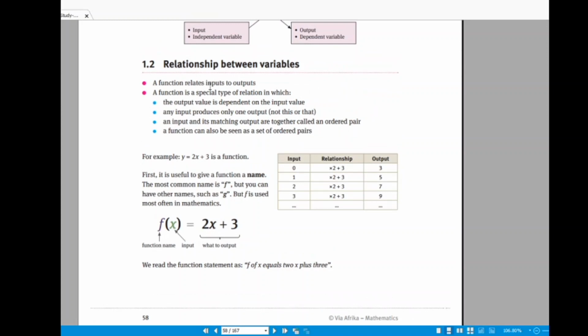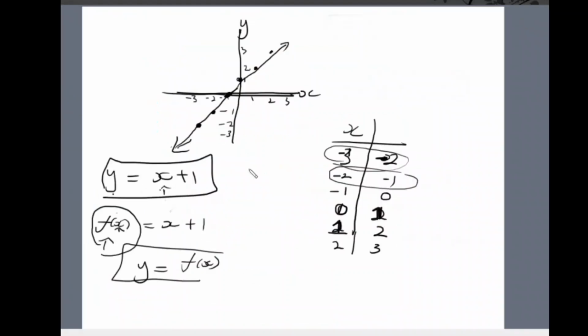A function relates inputs to outputs. As I explained, in order for you to get y, you have to know x, and then depending on the relationship, the value of your output will depend on the value of your input, right? A function is a special type of relation in which the output value is dependent on the input value. Any input produces only one output, right?